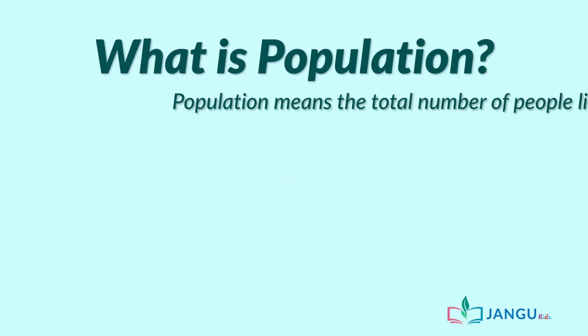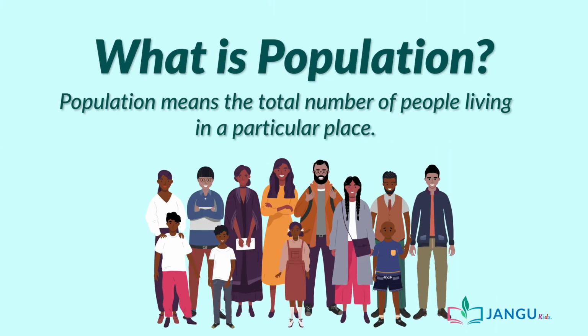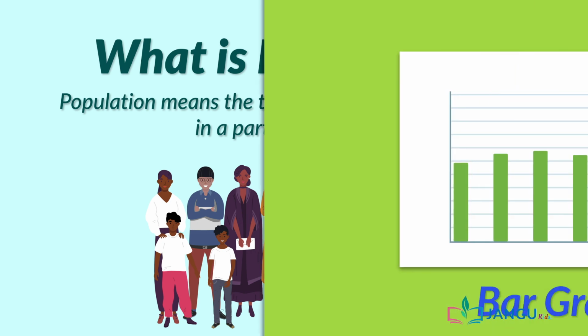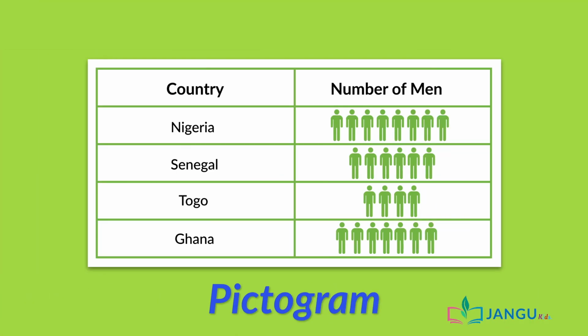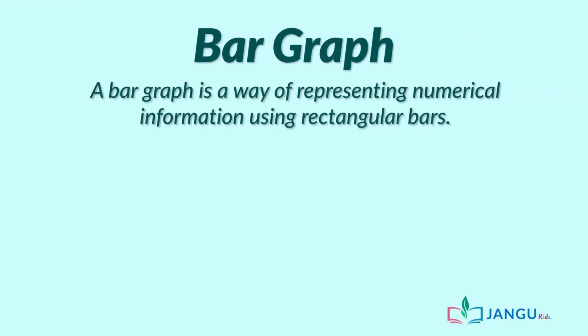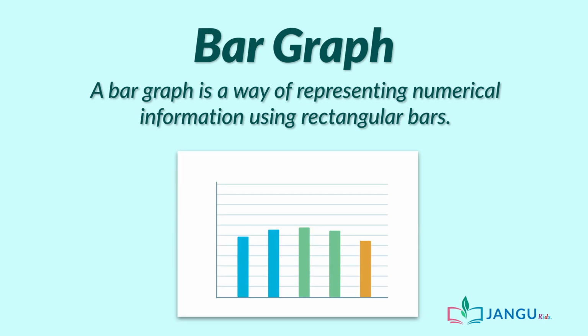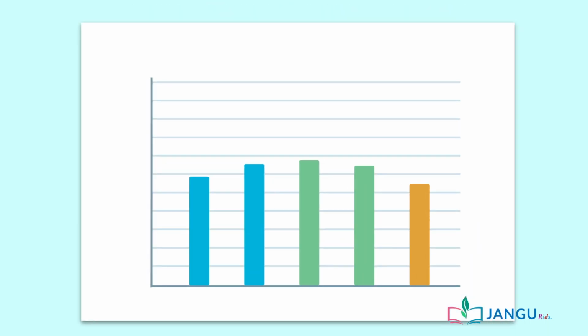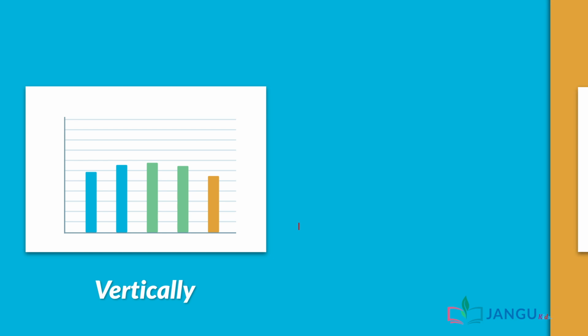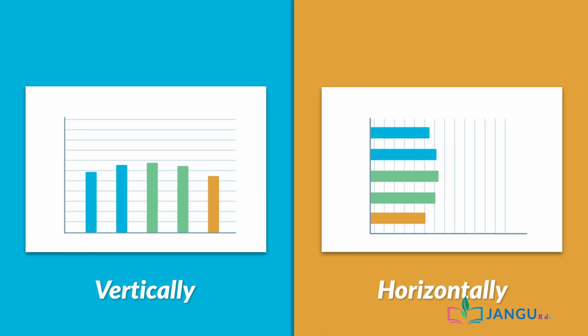We know that population means the total number of people living in a particular place. So today we are going to learn how to represent population on bar graphs and pictograms. A bar graph is a way of representing numerical information using rectangular bars. These rectangular bars are of the same width and the gaps between the bars are equal. A bar graph can either be drawn vertically or horizontally.